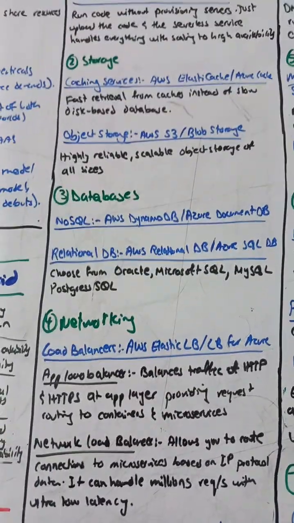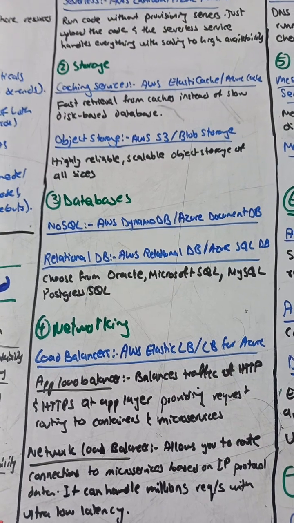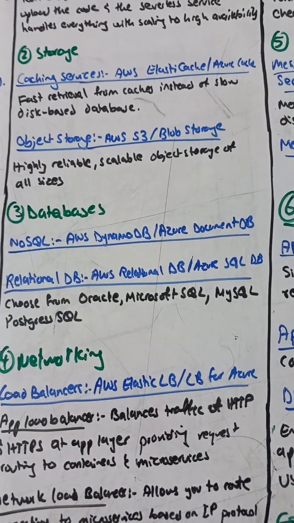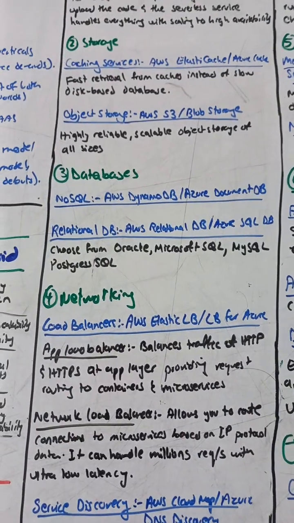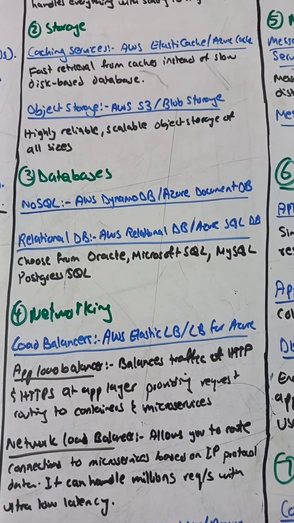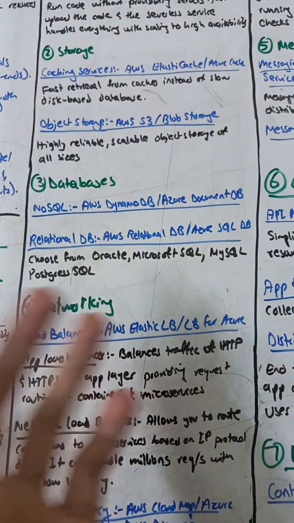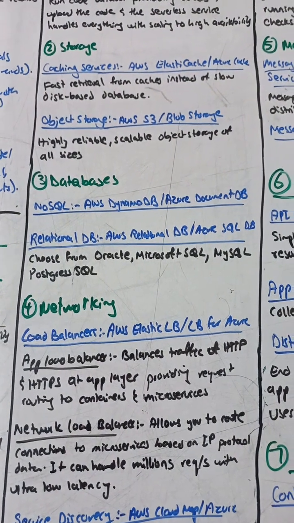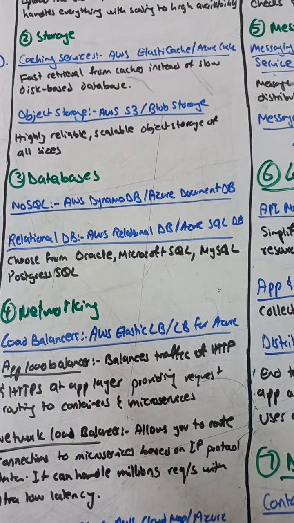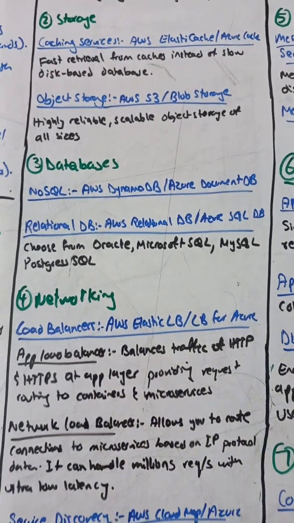In databases, if you're using NoSQL, then you have AWS DynamoDB, and for Azure that is DocumentDB. If you're using relational DB, then for that you have AWS Relational Database, and for Azure that is SQL Database. So that's for choosing SQL databases. It gives you different options. For example, it gives you the choice of Oracle, Postgres, Microsoft SQL, and PostgreSQL.